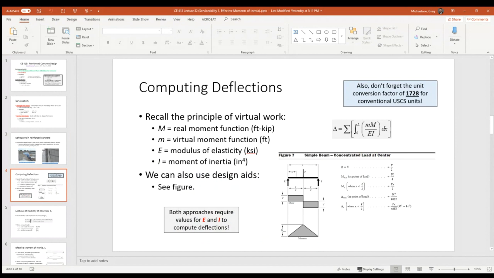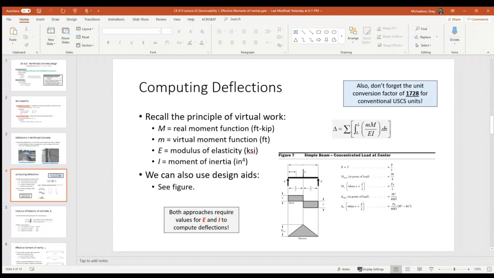Another thing to remember is that because we deal with typical U.S. customary units, our loads and member dimensions are usually in kips and feet, but our section properties, like our modulus of elasticity and moment of inertia, are in inches. So we have to throw in a unit conversion. If you remember in deflection land, our conversion factor was 1728, because we had to convert cubic feet to cubic inches, so 12 times 12 times 12. That conversion factor is going to come back up.